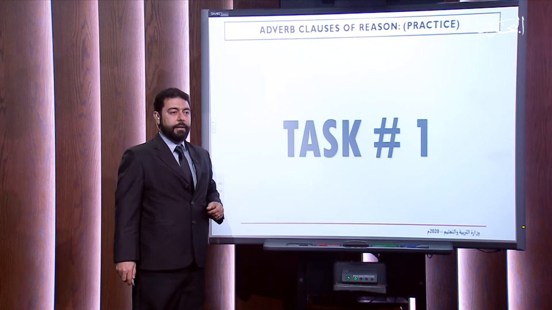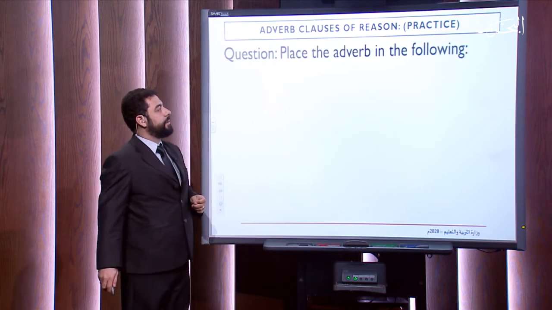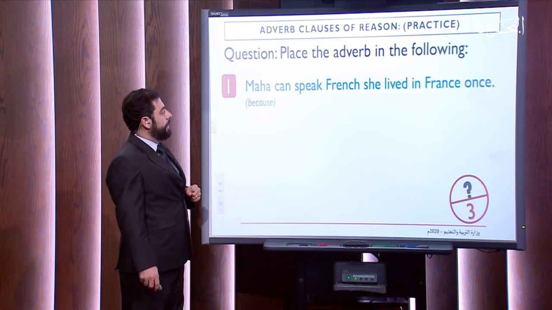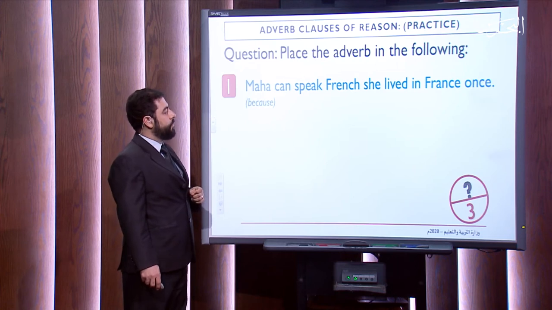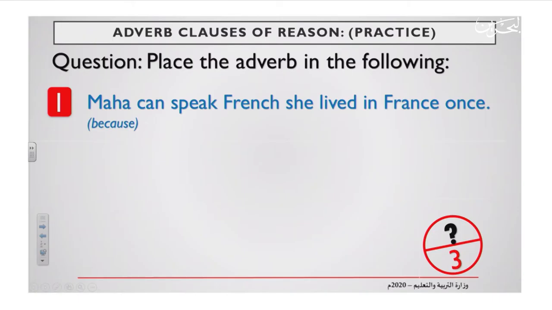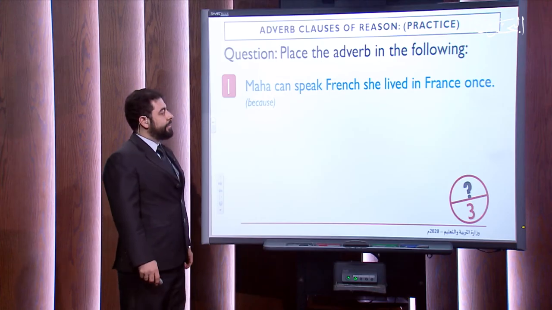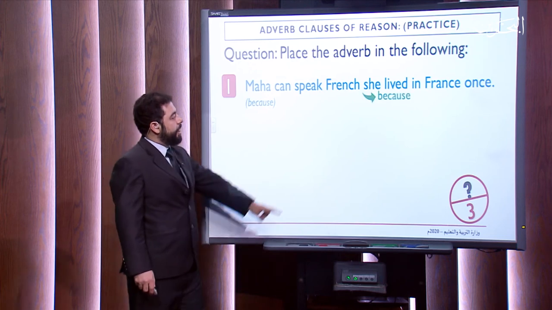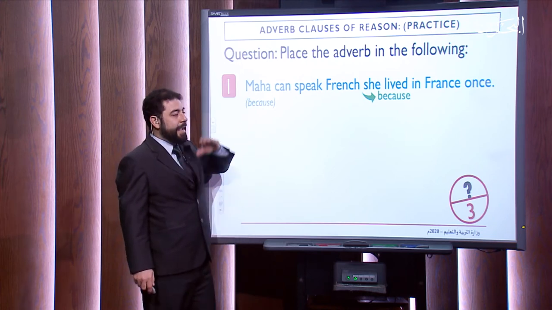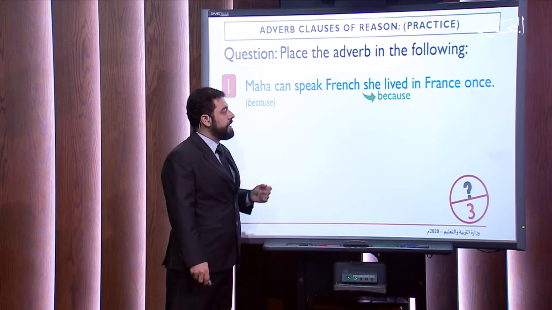So let's try task one. Question. Place the adverb in the following. And you have a mark of 3. Number 1. Meha can speak French. She lived in France once. You have to place because within this sentence. You have 5 seconds. Okay. Let's check. The answer is right here. Meha can speak French. This is the main clause. So, I add an adverb clause. I say, because she lived in France once.